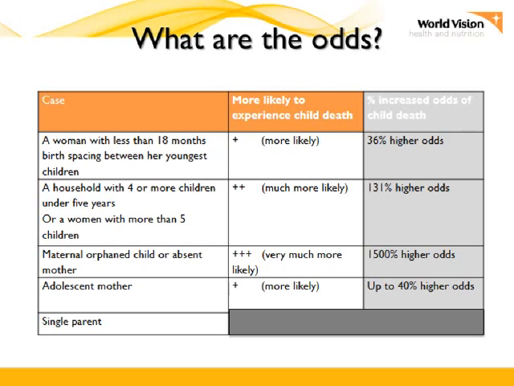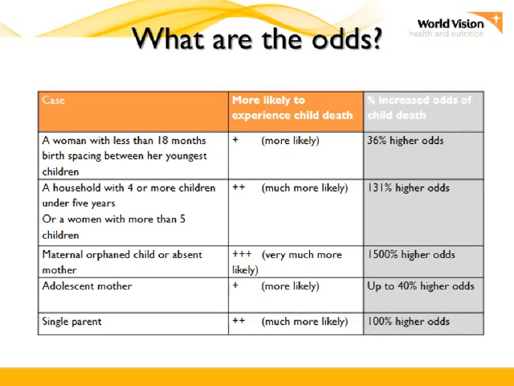Single parent, so this is typically a child with a mother but no father. 100% higher odds. Okay, so the effect of a father is to double the probability of a child surviving to 5 years old. So we can see that fathers are really, really important. Mothers, however, still have a higher odds ratio of improving the survival rates of the child. And largely this is because of the health interventions such as breastfeeding that have a really big impact on child survival.